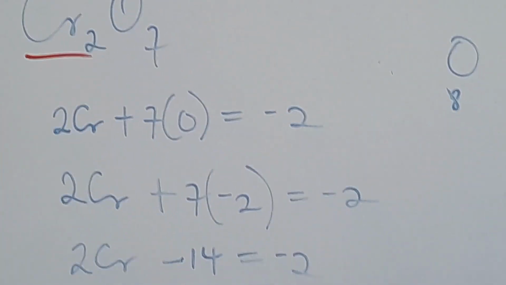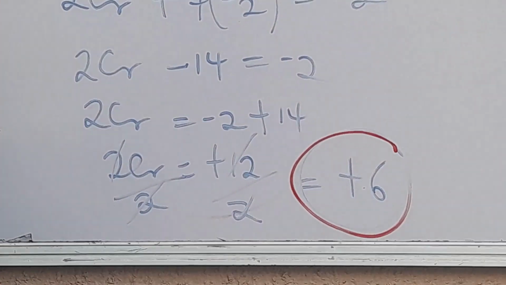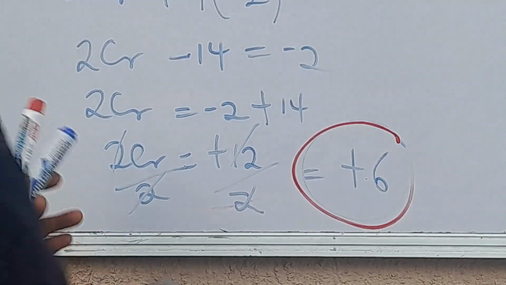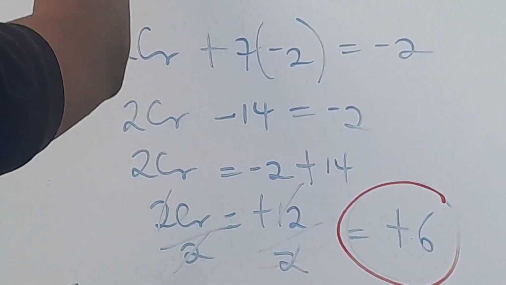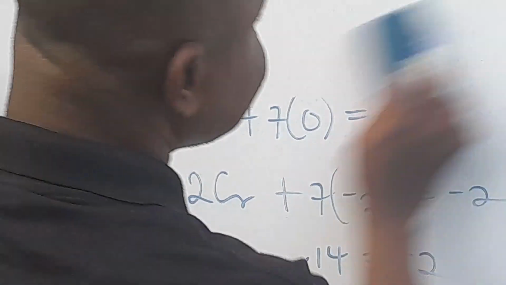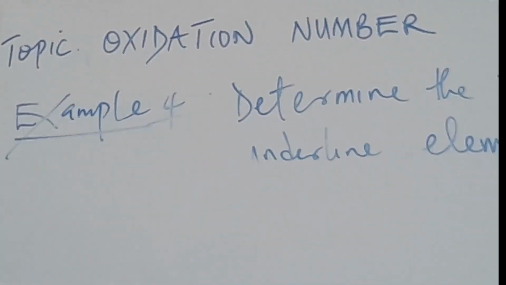You know, the sign is very, very important when it comes to calculating the oxidation number. So let's proceed to example 4. Hope we are getting it together. Example number 4. Let's look at example 4.